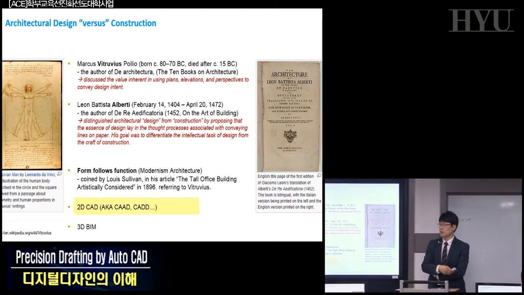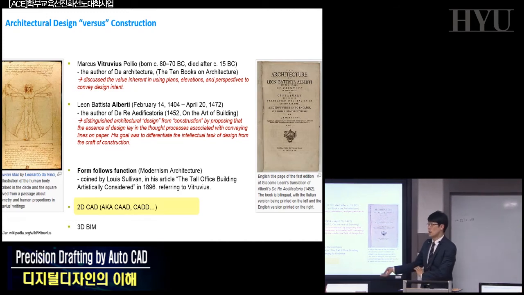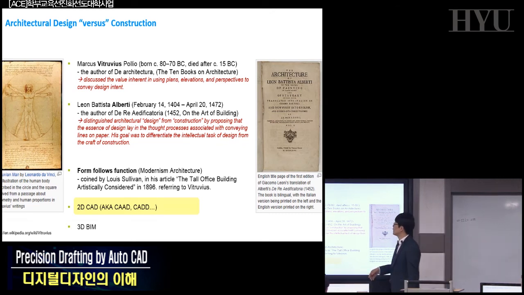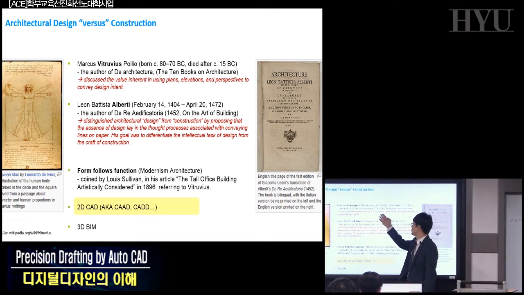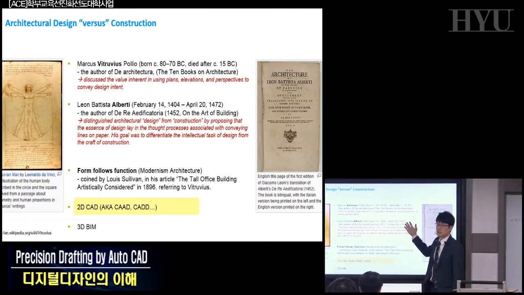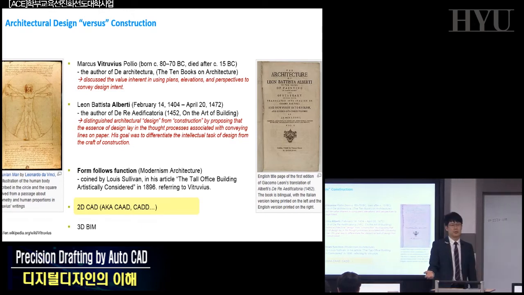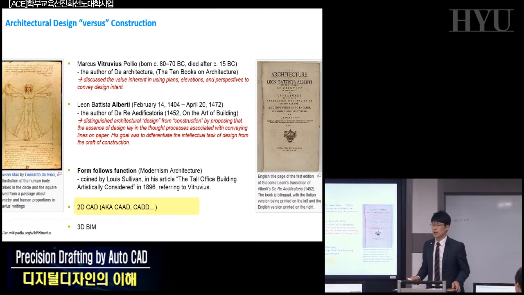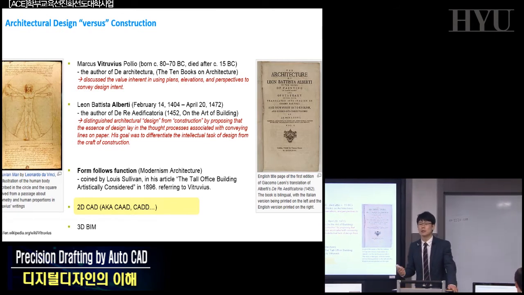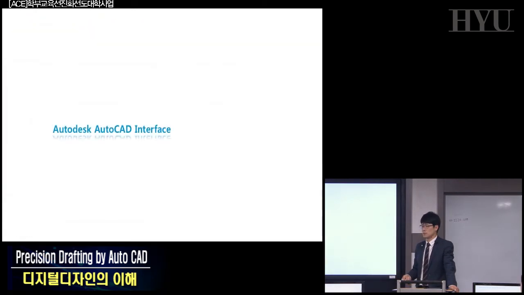So in this history, thanks to Alberti and Vitruvius, there is a job domain, architectural design, interior architectural design, separate from construction. But even 2,000 years ago, plans, elevations, and perspectives in 2D visualization were very typical and a kind of legacy in our architectural design domain, okay? That is why we are dealing with the CAD system.